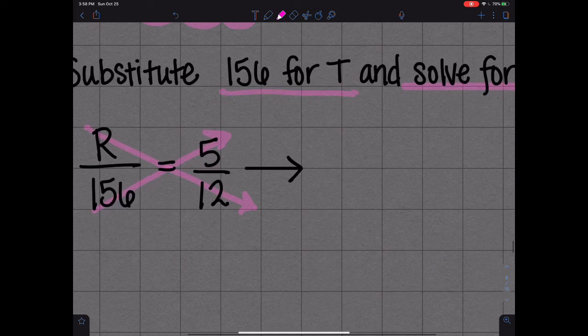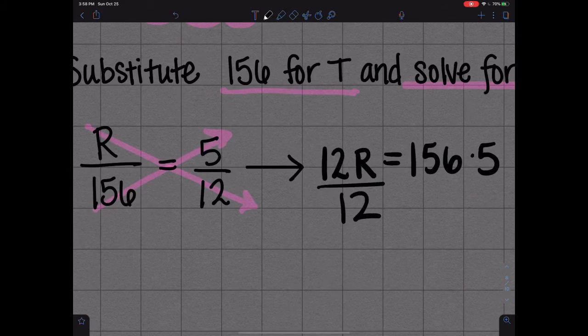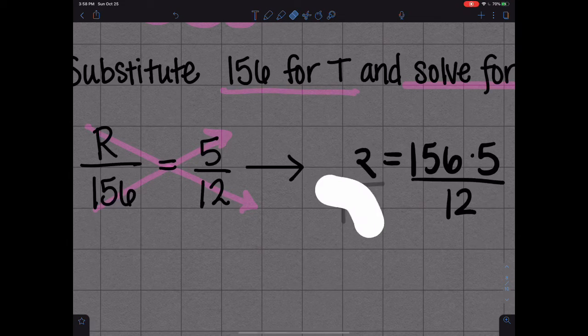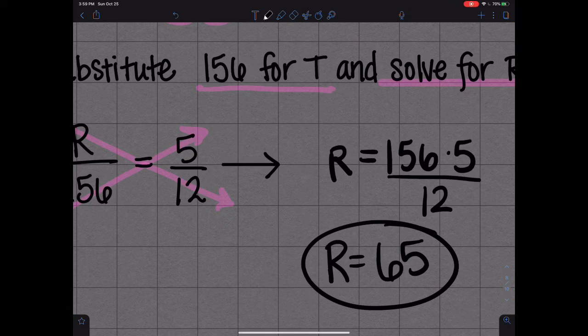And what I get when I cross multiply there is 12 times R is equal to 156 times 5. And now it's an easy problem because you can just divide by 12. This cancels out, and when it cancels out, your answer is going to be the number of red marbles is 156 times 5 divided by 12. And if you do the math on that, then the number of reds is going to be 65. Okay, and that's the answer.